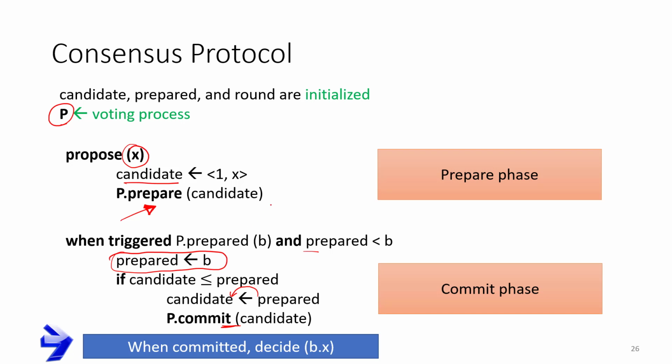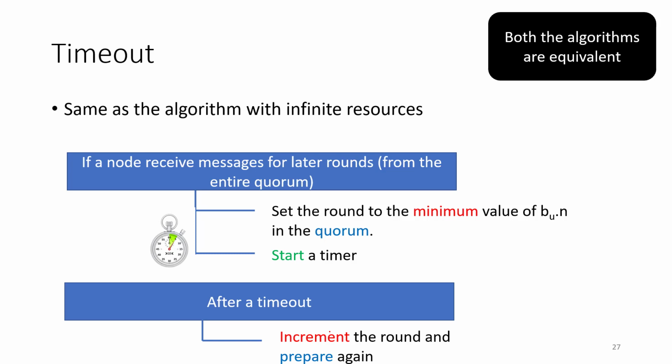So as you can see, this is pretty much the same as the algorithm with infinite resources, where you prepare first. Preparing means you take the ballot and anything lower and incompatible, you kind of cancel all of them, essentially making everything vote false. Once you have prepared something, it becomes a current candidate. And then you commit it. Commit basically means you make everybody agree on this value, so make it vote true. If this message is delivered in our two-phase protocol, then you decide. Otherwise, you go for a timeout mechanism.